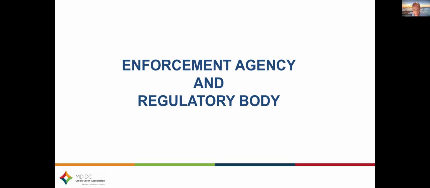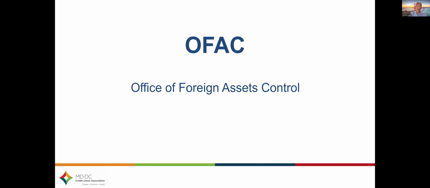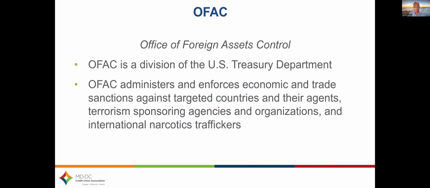Enforcement agencies and regulatory bodies. These are the ones that carry the big guns. These are the ones that really come after you. These are the ones that you should be afraid of. Office of Foreign Assets Control, OFAC. This is a division of Treasury. They administer sanctions against targeted countries and individuals, people you should not be doing business with. So OFAC carries big guns. Their goal is to catch and identify international narcotics traffickers and various agents that are doing things illegally in and out of this country. They just want to get rid of all of them.